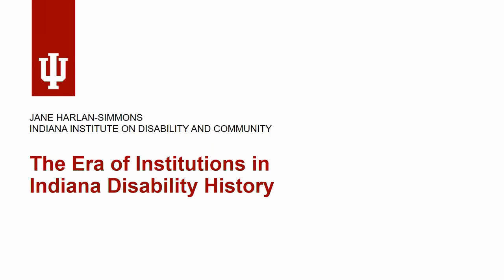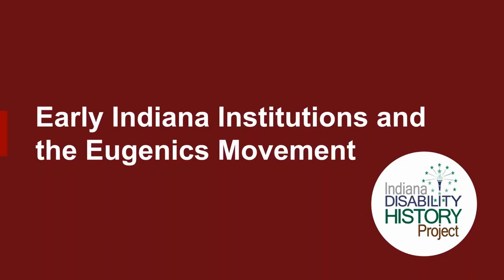Early Indiana institutions in the eugenics movement. First, 2 things about the presentation. I've made a choice not to change a few words, and I know we've talked a little about language already today. Words that were used in the past but might be considered offensive today. In looking at history, we need to get an accurate understanding of how people with disabilities were viewed at a particular time. You'll notice that many of the institutions' names change over time.